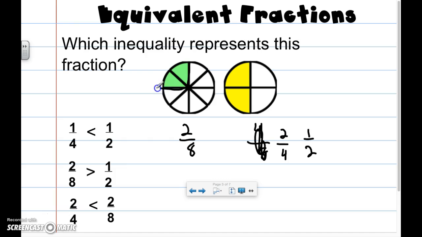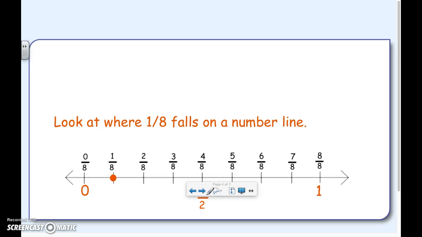2/8. Well, if I look at this chunk and this chunk and this chunk, that looks like it's the same as 1/4. Okay? So now let's look. 1/4 is less than 1/2. Well, that's there. 2/8 is greater than 1/2. No. 2/4 is less than 2/8. No. So this is going to be my correct answer. So you may have to find fractions that are equivalent to be able to find out which statement represents those fractions. Let's look at some benchmark fractions.